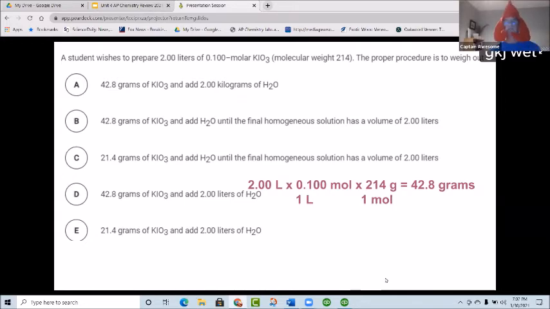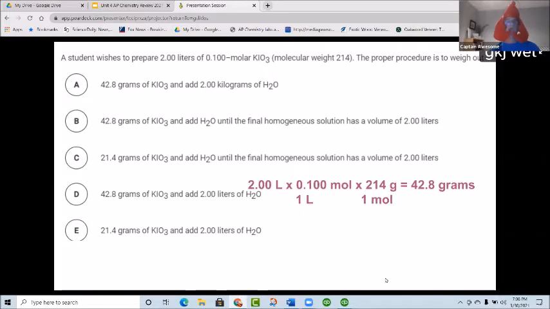So you can either set it up with dimensional analysis, or you can sit down and do it in your head, where you go, it's 0.1 times mass times liters. But which one of the 42.8 is correct? 42.8 and add 2 kilograms of water, 42.8 and add 2 liters of water, or 42.8 and add water until it has a volume of 2 liters. And remember, whenever you're making a solution, it's not that many moles per liter of water, it's per liter of solution.